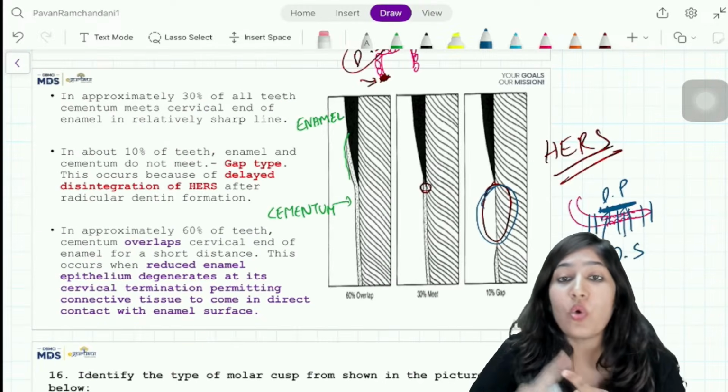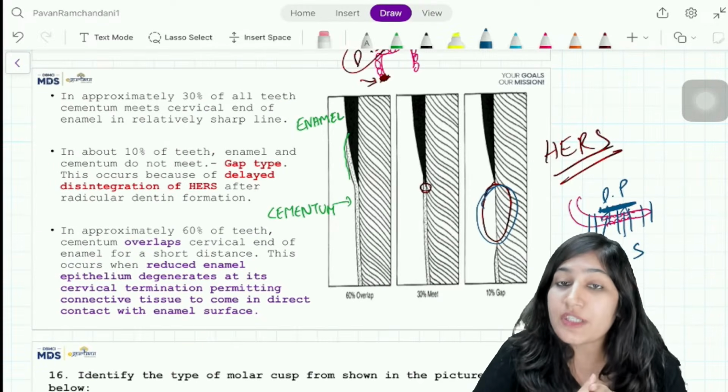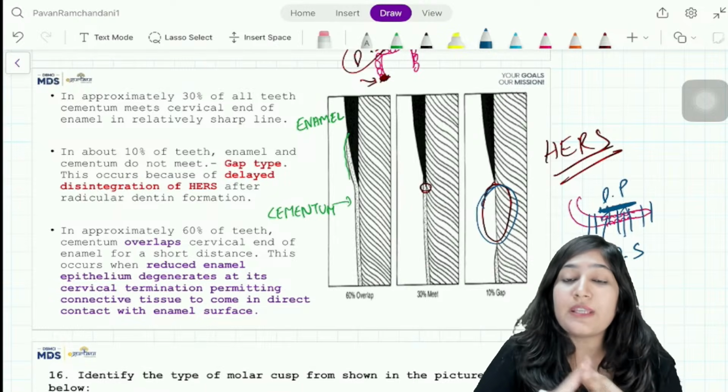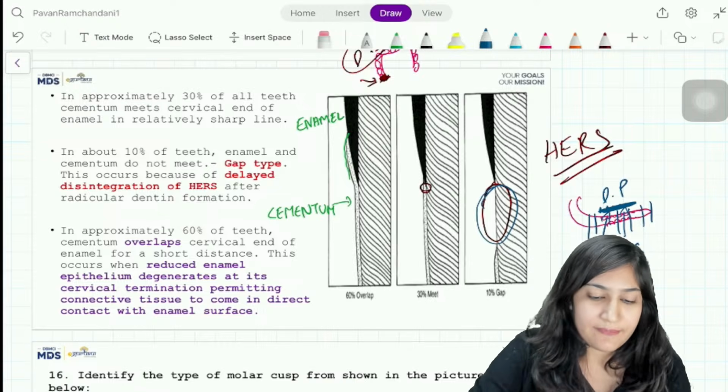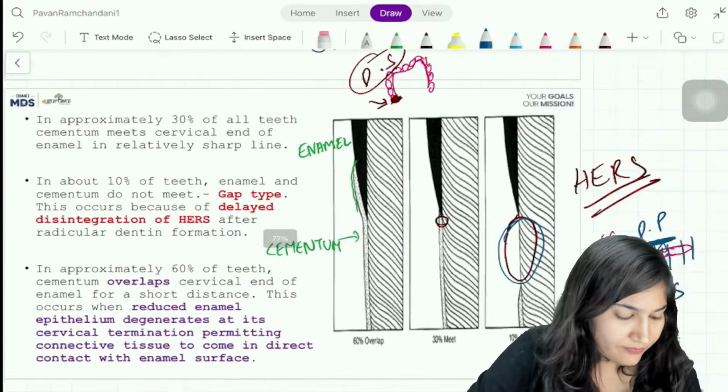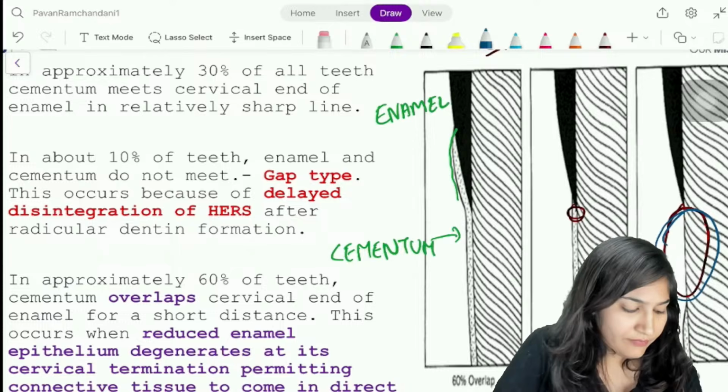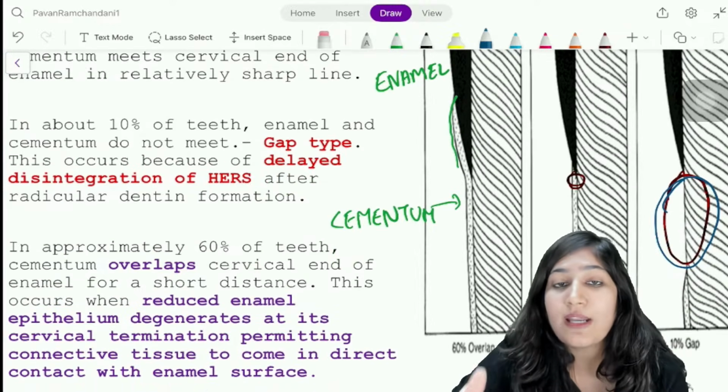So always remember, overlap is because of retraction of reduced enamel epithelium, and gap is mainly present because of delay in disintegration of HERS. Yes, 10% is non-overlap, that is gap junction.